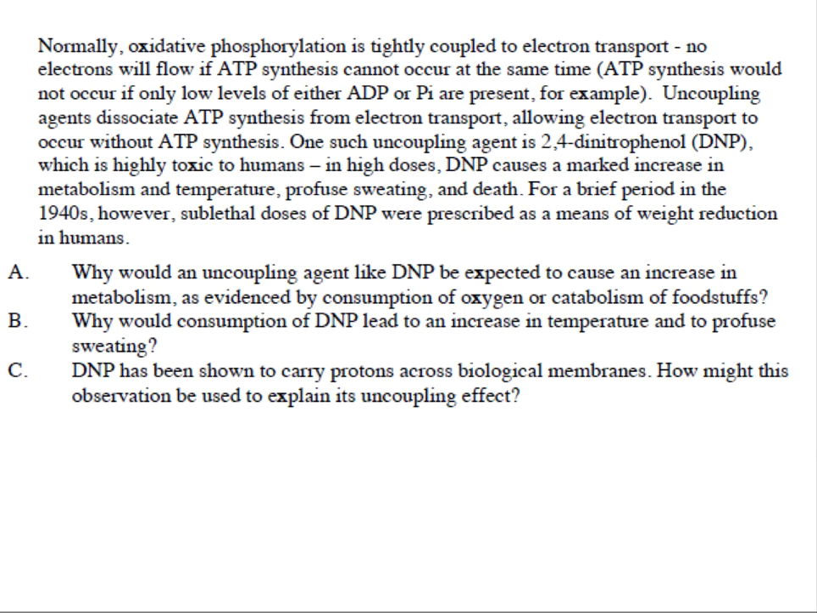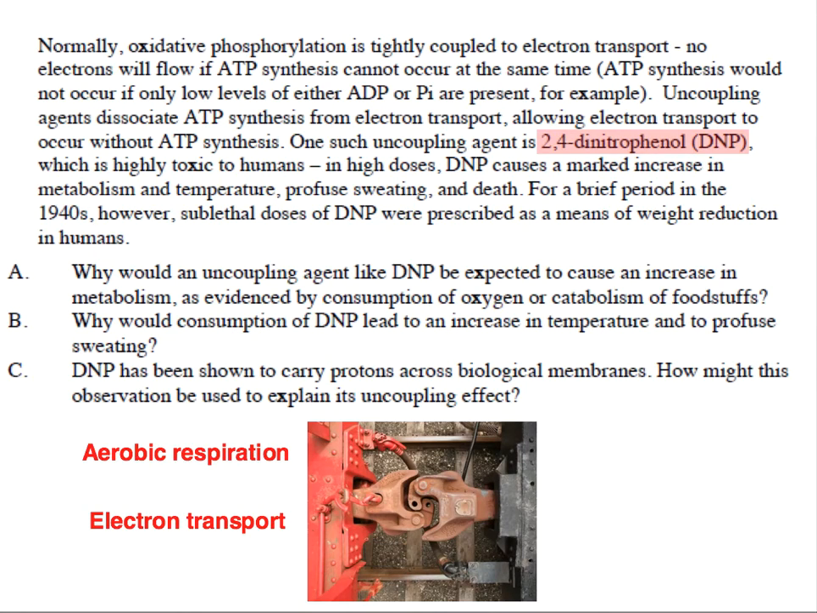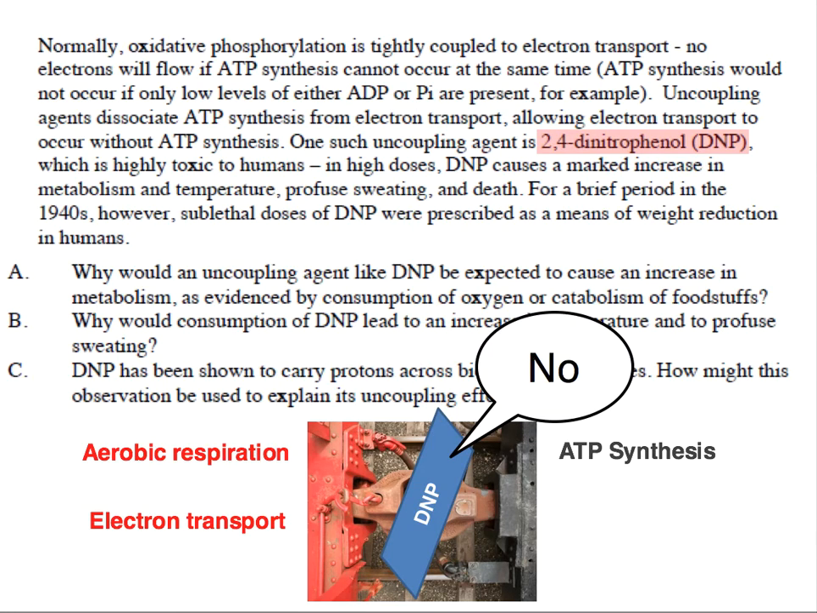In this tutorial, we'll work through a practice problem about 2,4-dinitrophenol, also known as DNP. As we learned in the course lecture, DNP is an uncoupling agent. While walking through this problem, we'll revisit how in the mitochondria the processes of aerobic respiration and electron transport are coupled to energy capture via ATP synthesis. DNP disrupts this coupling, hence its title of uncoupling agent.